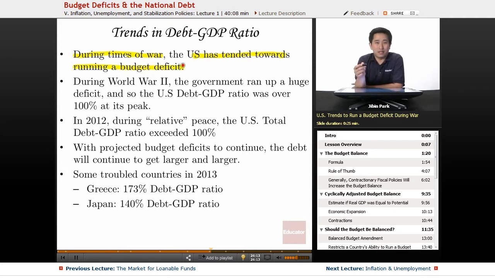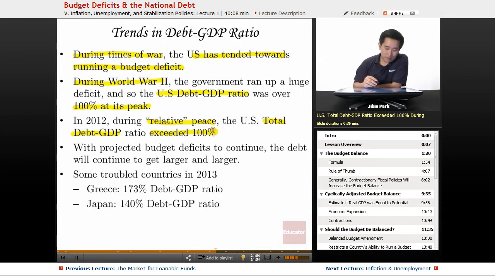At least in the United States, it's been quite some time since the United States has run a budget surplus. During World War II, the government ran a huge deficit, and so the U.S. debt to GDP ratio was over 100% at its peak. What's troubling is that in 2012, during relative peace, the U.S. total debt, so not only the debt held by the public but the total debt, to GDP ratio actually exceeded that 100%.